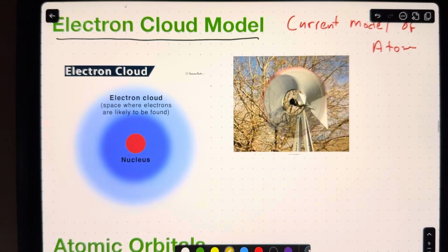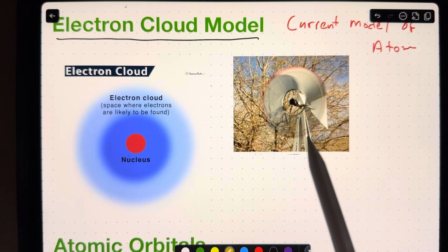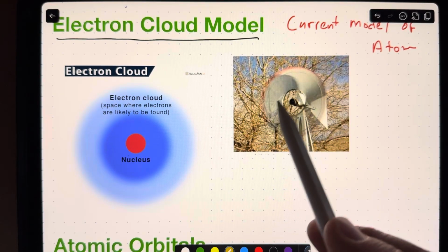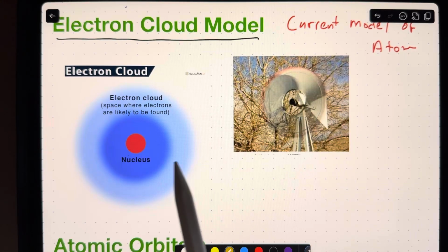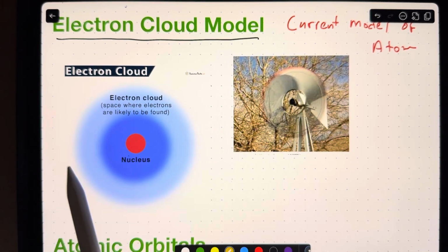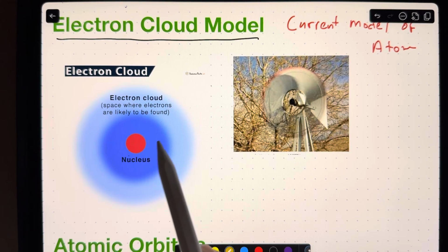Now, here's the current model of the atom. Look at that windmill. You notice it's moving, it's blowing, you can't see the individual blades. It's moving so fast, you just can't see it. That's what we found out an atom looks like. An atom is going to look like that. It's going to be very fuzzy. You won't be able to even see the nucleus.